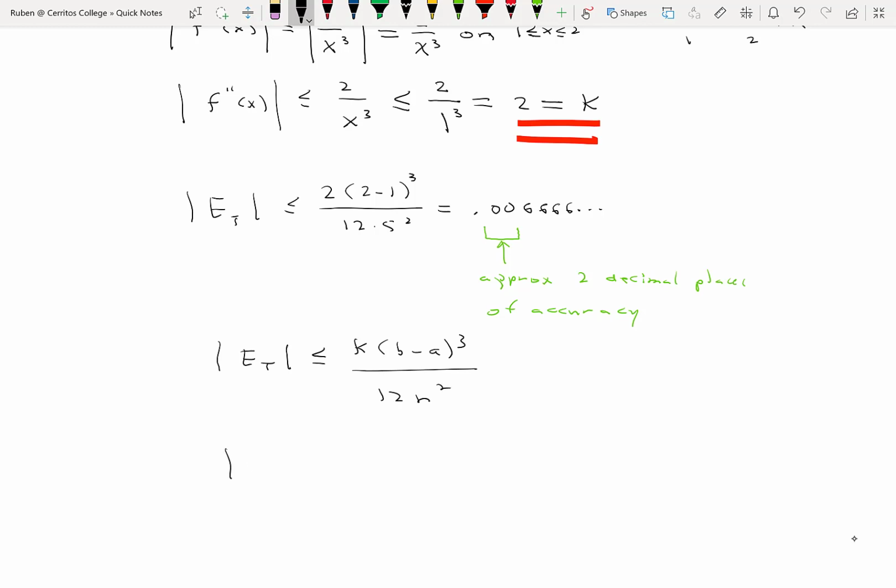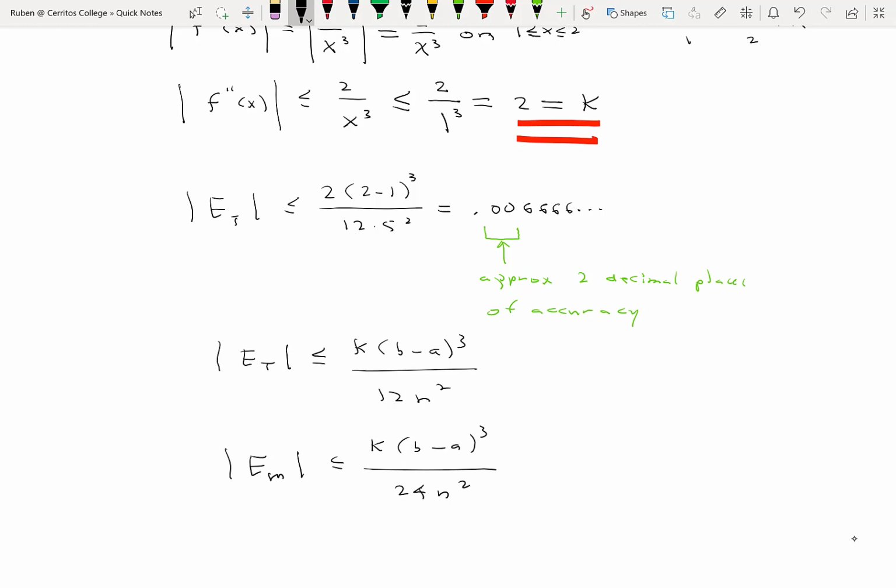The magnitude of the error using the midpoint rule looks very similar. There's only one difference: K times (b minus a) cubed over 24n squared. Now look at the denominator in that maximum error. The denominator in the maximum error of the midpoint rule is twice as big. That makes the maximum error twice as small for the midpoint rule than the trapezoid rule.